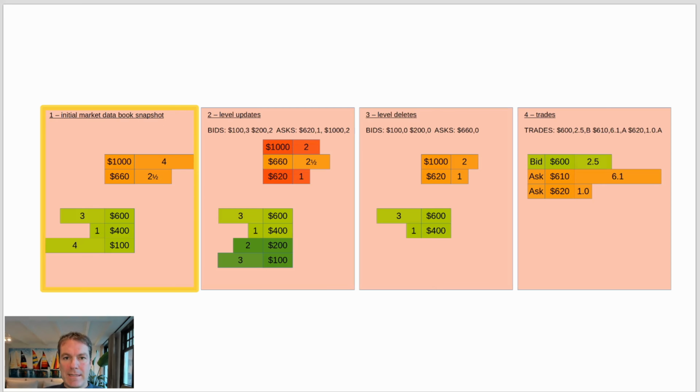So let's dive into how we receive the order book over a WebSocket connection from most exchanges.